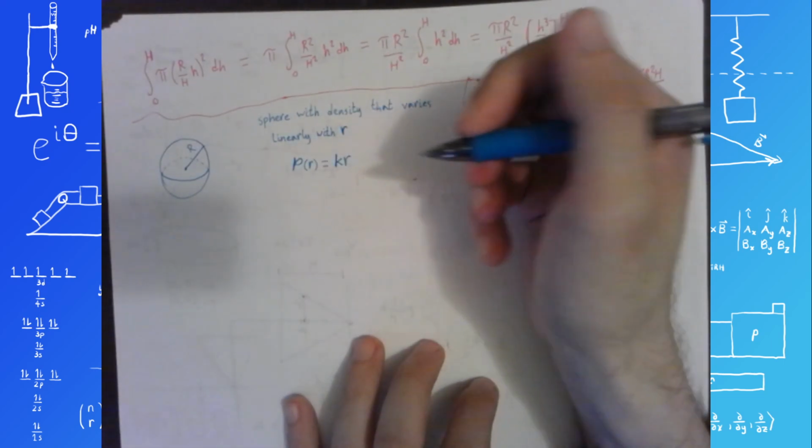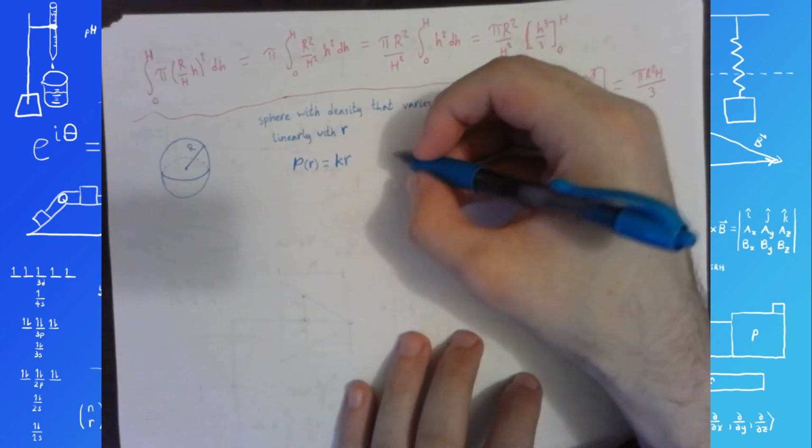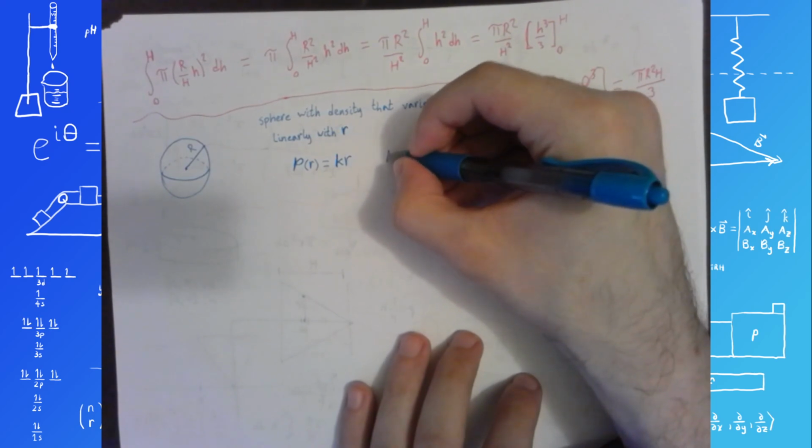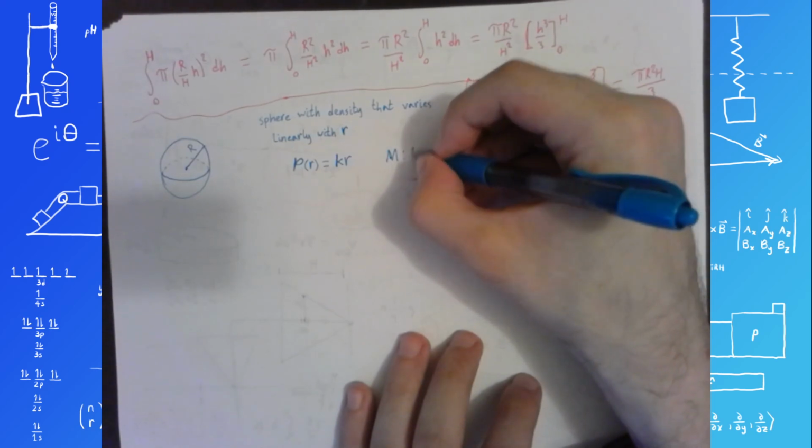Okay, let's find an expression for the total mass of this object. So let's find an expression for the total mass of this object, M total mass.